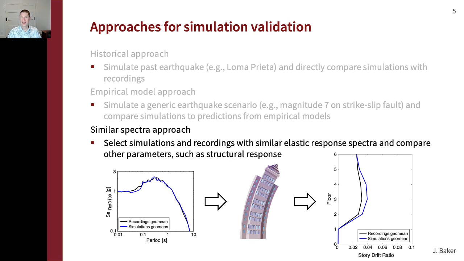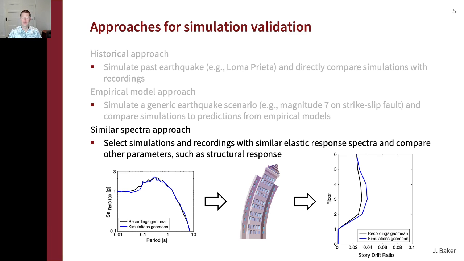The final strategy I'll talk about here today is what we call the similar spectra approach. So here what we do is we specify the response spectra, and you could generalize this to other metrics of ground motion intensity. We're going to specify that spectra, and then we're going to find simulations and recordings that have equivalent response spectra and use those to predict other things like response of a structure. So here, the cartoon at the bottom shows, in black and blue, the response spectra of some recordings.